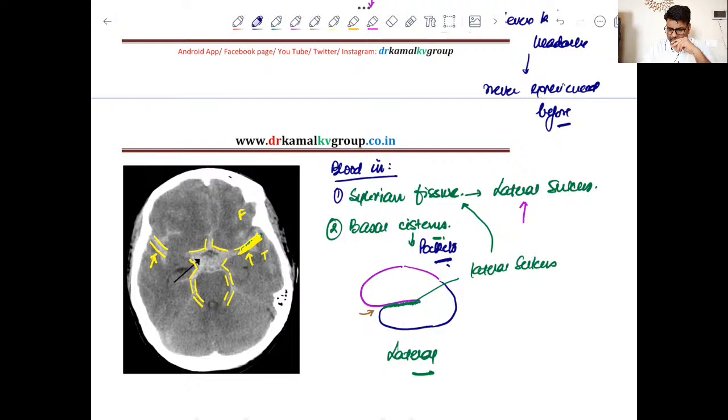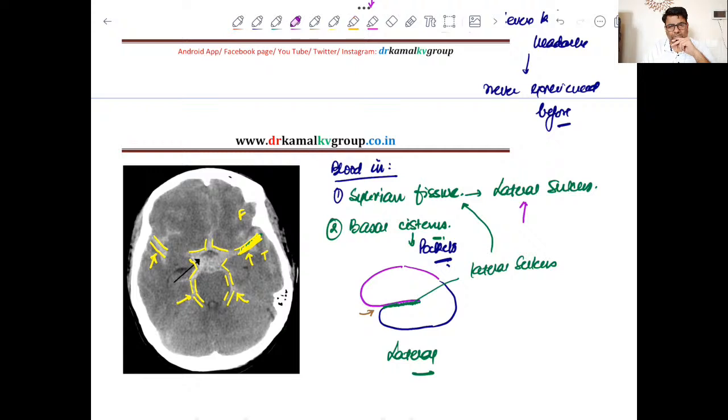obviously we will see the shadow of the blood in the CT scan, right? So in case of subarachnoid hemorrhage, you have to look for the collection of blood in the basal cisterns and the sylvian fissure, right? This is okay.